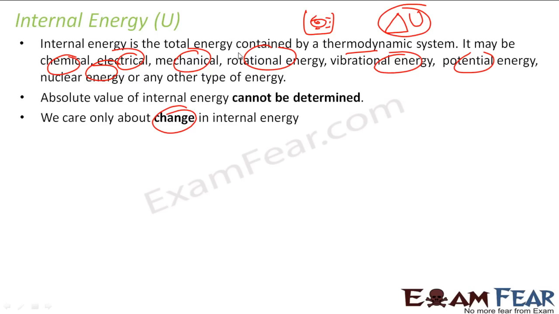Internal energy is denoted by U, but we care only about delta U because U is something which is very difficult, almost impossible to determine. So we don't care about U. We care about delta U, and that is something which we can find. That is something which you can derive from experiments and using some mathematics. So we care about delta U, change in internal energy, and that is something which we can find.